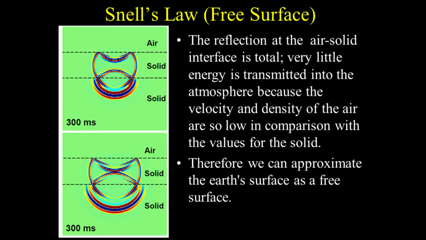We repeat the experiment shown in previous slides for another 3-layer model, consisting of an air-solid-solid, in which the air-solid interface represents the Earth's surface. This figure shows snapshots of wave propagation through this model, with a source in the first solid layer. Contrary to the solid-solid interface, we can again see that the reflection at the air-solid interface is total. Very little energy is transmitted into the atmosphere because the velocity and density of the air are so low in comparison with the values for the solid. Therefore, we can approximate the Earth's surface as a free surface.